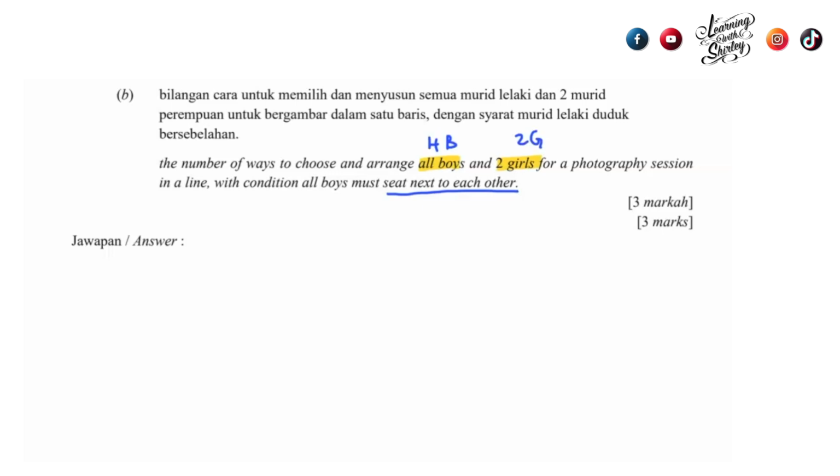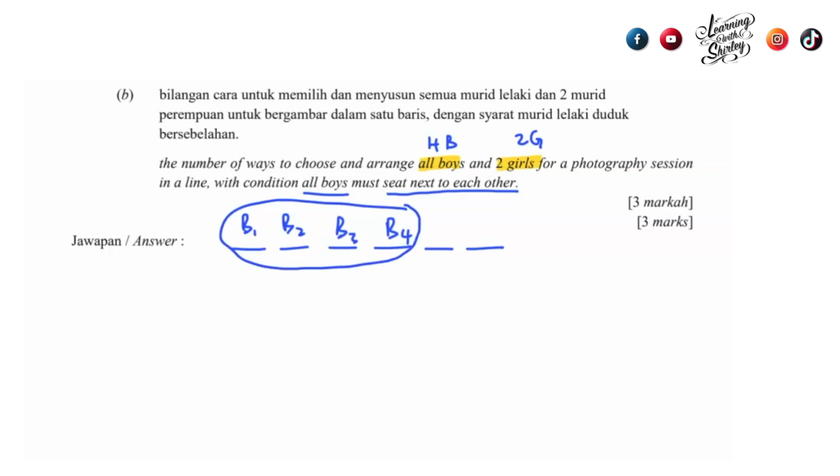With the condition that all the boys must sit next to each other, they must be grouped together like one gang. So here, how many seats? 6 seats in total, 4 plus 2. So I'm going to draw 6 seats: 1, 2, 3, 4, 5, and 6. Let's say this will be B1, the first boy, second boy, third boy, fourth boy. They want to sit together, so here will be 4 factorial, 4P4.